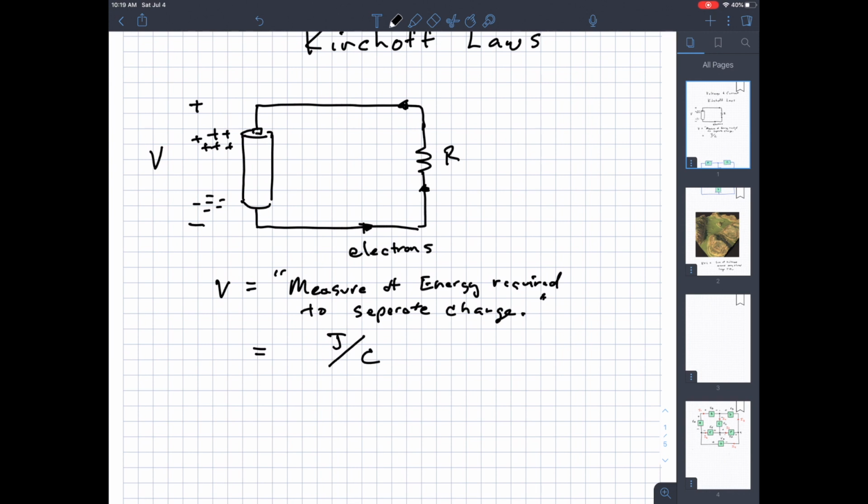Okay, so if you have a larger voltage, there's more energy available. And so you can think of this as potential energy, because it is potential energy. In fact, a lot of times you'll hear voltage referred to as potential.